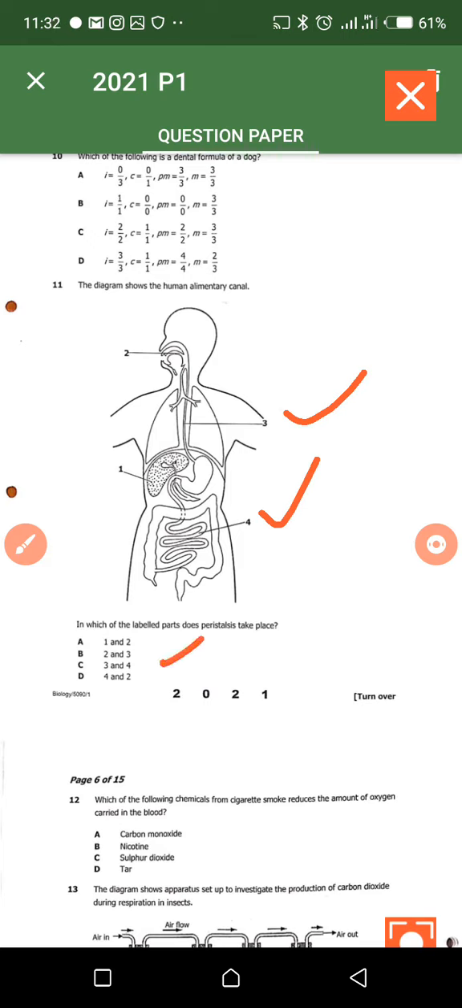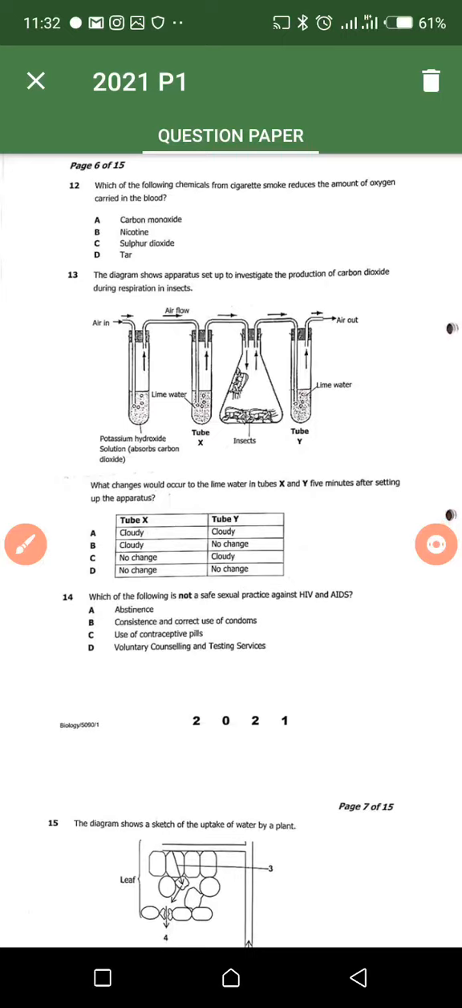Then this is an experiment, 13. The diagram shows an apparatus used to investigate the production of carbon dioxide. Here we've got an insect in this conical flask. This insect is producing carbon dioxide. So when this carbon dioxide is bubbled through lime water, the lime water will turn milky.